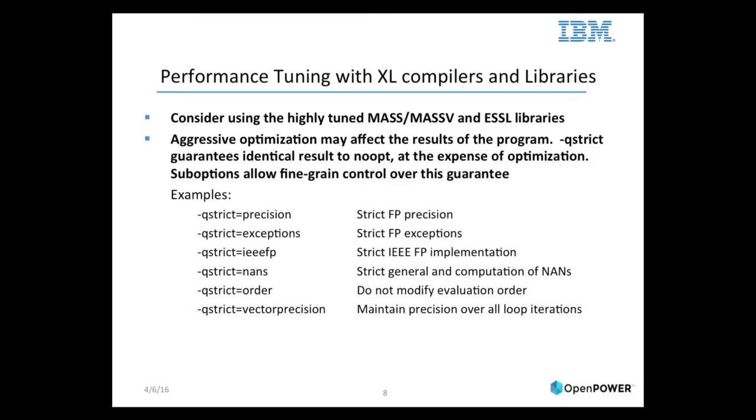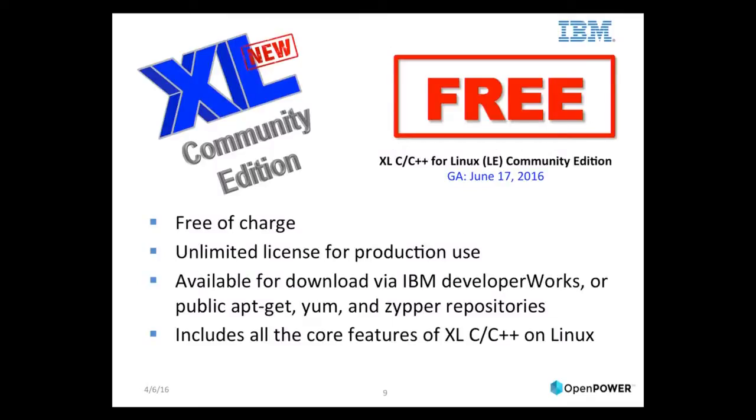Now we are at OpenPOWER Summit, and as part of that community, I'm glad to announce that for the first time we will introduce a free compiler on the Linux platform. So starting this week, we announced that it will be available in June. It's a free of charge compiler. There is no limit. As many users can use it as you like. You can use it for production use. If you are really interested in service, then you need to buy the paid compiler.